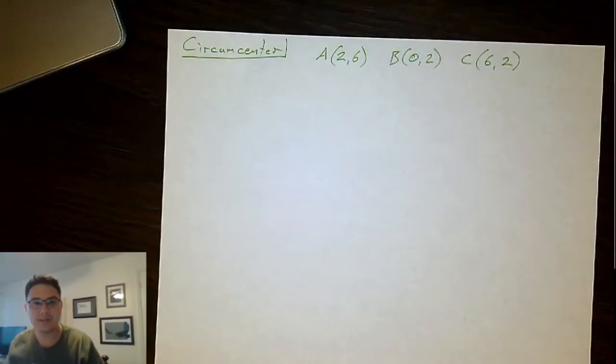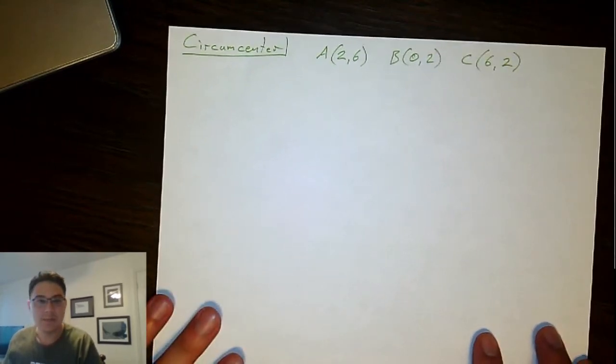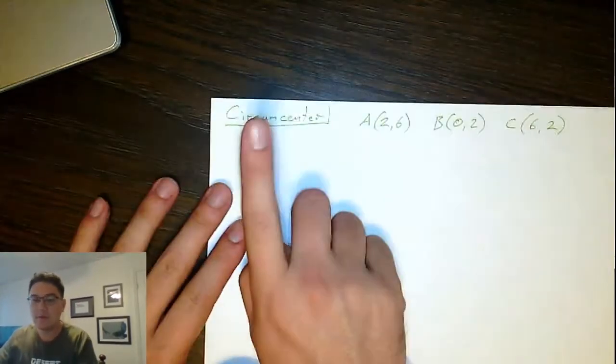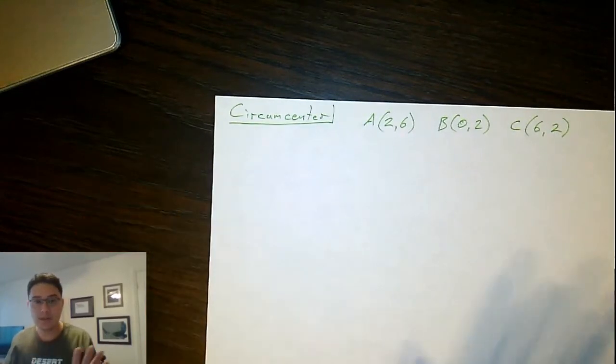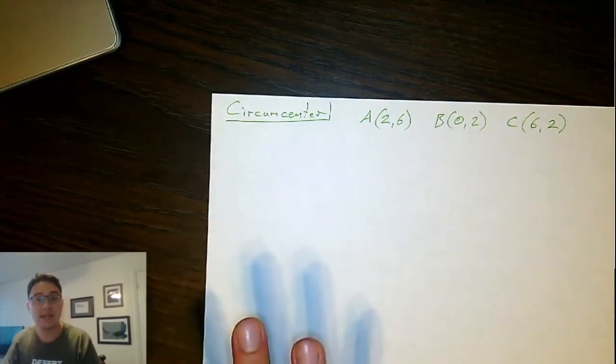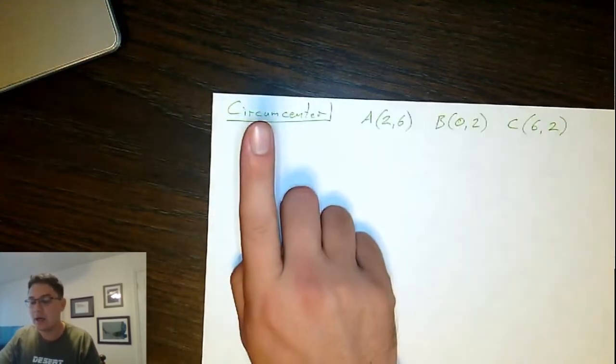Alright, it's been a little while since I've made one of these, so here we go. This is for the geometry class. This is going over Circumcenter, so this will be your review heading into the quiz that you're going to have on Monday. The only thing that's going to be on the quiz is going to be just like that handout that I gave you in class.